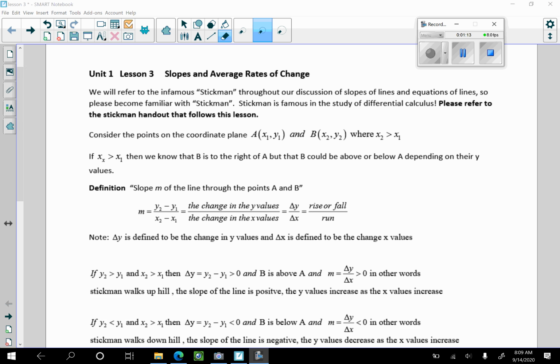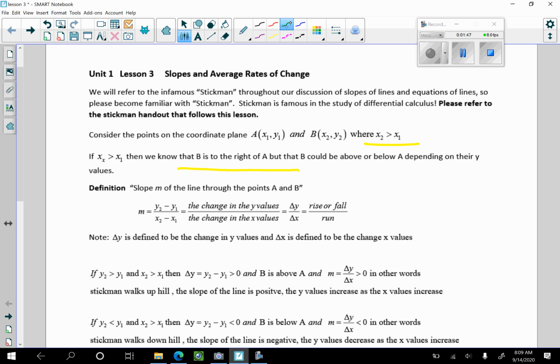Okay, so we're going to consider the points A (x sub 1, y sub 1) and B (x sub 2, y sub 2), where x sub 2 is greater than x sub 1. And what that means, this is important, is that the second point is always going to be to the right of the first point. So x sub 2 is always going to be greater than x sub 1. We know that B is going to be to the right of A, but B could be above or below A, depending on their y coordinates.